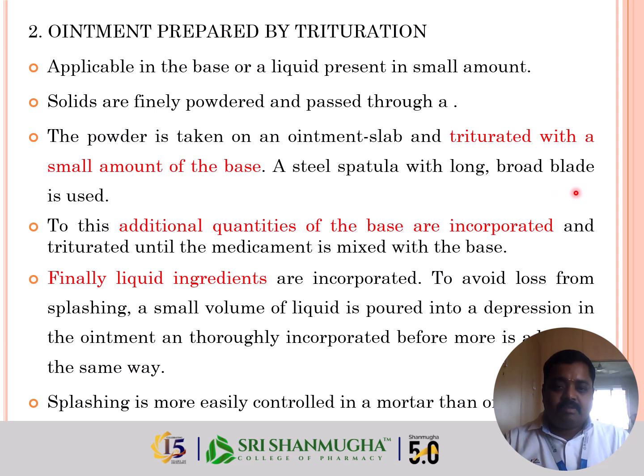A steel spatula with a long, broad blade is used to triturate. To this, additional quantities of the base are incorporated and triturated until the medicament is mixed with the base. Finally, the liquid ingredients are incorporated to avoid loss from splashing. A small volume of liquid is poured into the depression in the ointment and thoroughly incorporated before more is added in the same way. The splashing is more easily controlled in the mortar than on the slab.